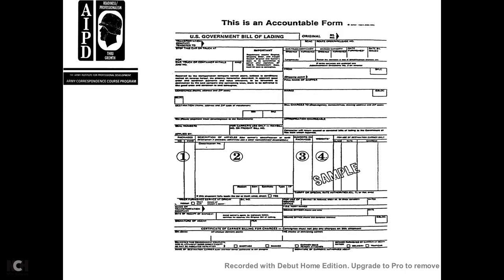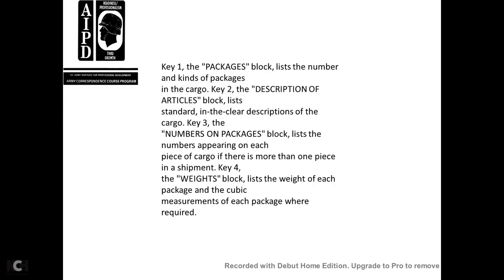Alright, key 1, the packed block, lists all the kinds of packages within the cargo. Key 2, the description of articles block, lists the name and a clear description of the cargo. Key 3, the number of packages, lists the number of pieces for each of the pieces of cargo when there is more than one piece in the shipment. Key 4, the weight block, lists the weight of each package and the cubic measurement of each package where required.